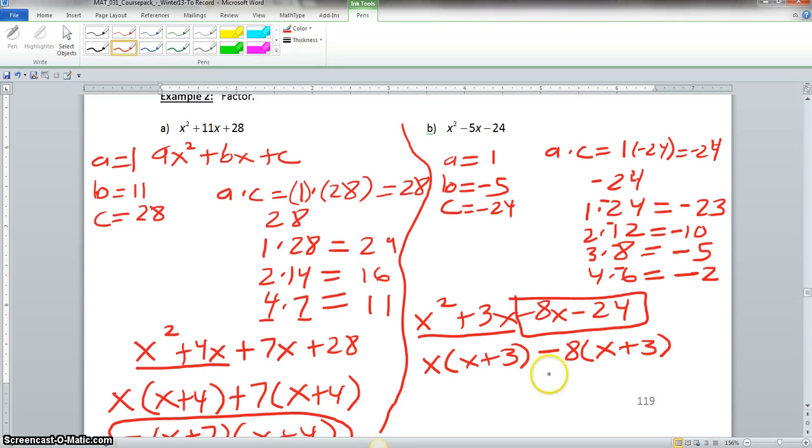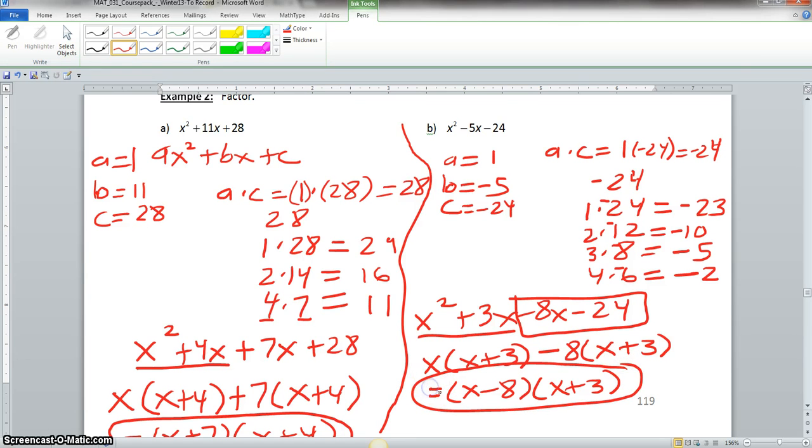Now, our two parentheses match up. So we know we'll write this out as x minus 8 in one parenthesis and x plus 3 in the second parenthesis. And we're done. Now, if you want to check it, that's fine, but you don't have to.